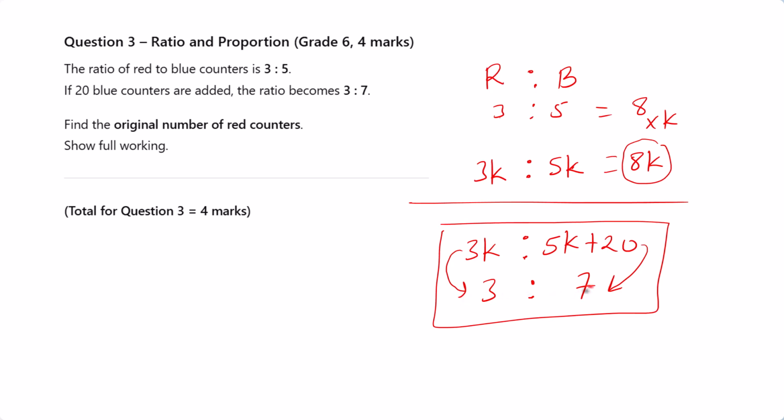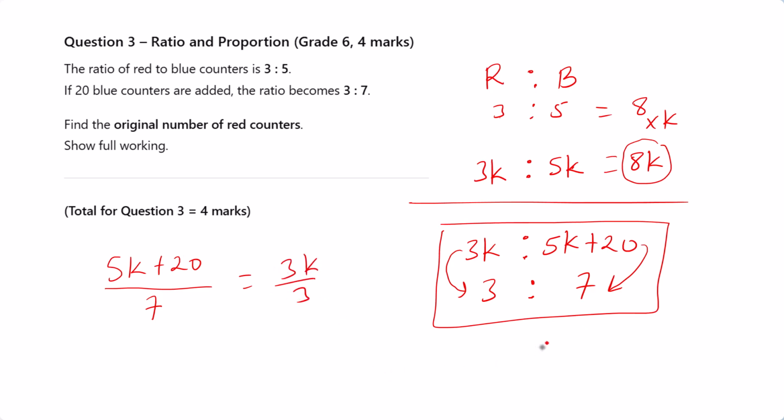In other words, if I was to do 7 divided by this, I get the same answer as 3 divided by 3k. Or even the other way around. I'm going to do 5k over 20, and I'm going to do out of 7, and then I'm going to do 3k out of 3. Those should be the same.